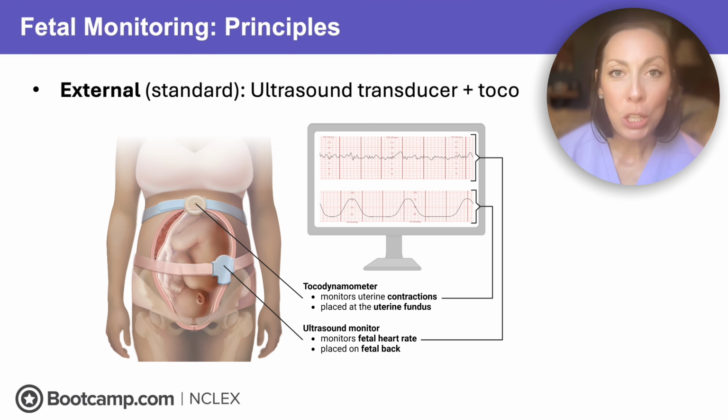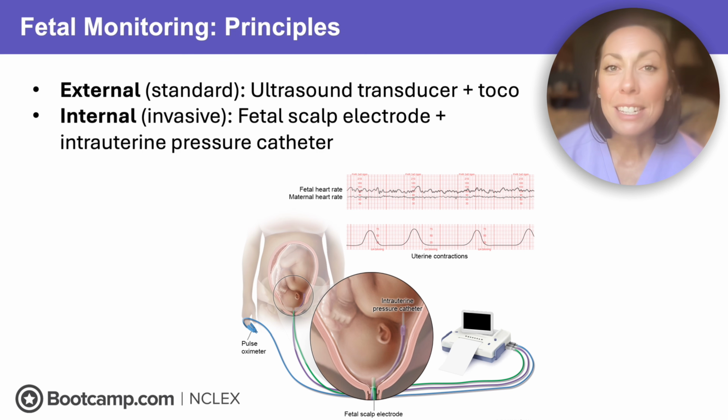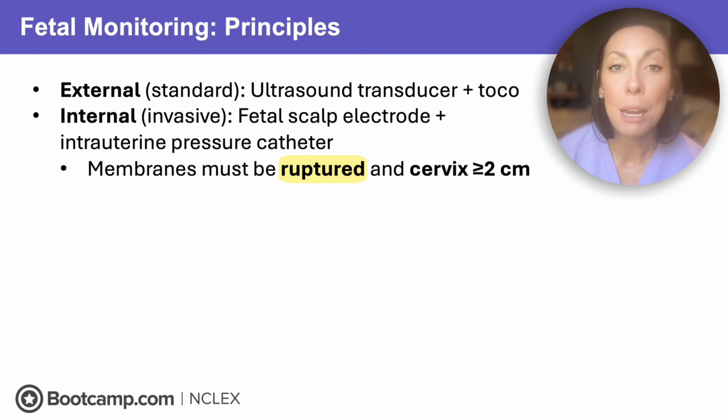Now, if that strip doesn't look good or we need more accurate monitoring, we might use an internal device. This is where we use a fetal scalp electrode that goes right underneath that fetal scalp to look at the fetal heart rate, and an intrauterine pressure catheter that goes right up inside of that uterus to measure the uterine strength, contraction frequency, and duration. Now, it's really important to remember that this is invasive, so the client must have her membranes ruptured and be at least 2 centimeters dilated. Now, remember, because it's invasive, this is a huge infection risk, so we try not to use this.